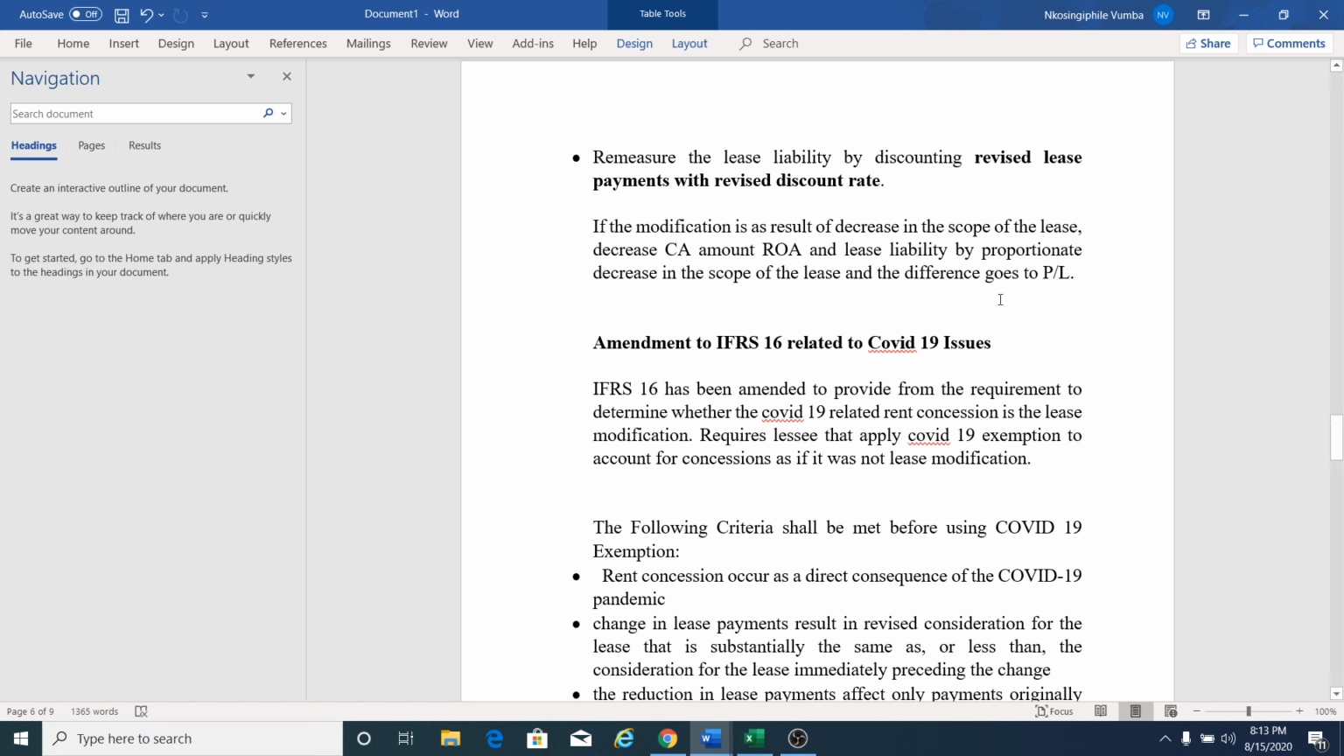Okay, now we'll take a break, and when we come back, we're going to talk about the amendments of IFRS 16 as a result of COVID-19. This is very important, and I promise you, CTA, ITC, whatever, this will come, because this was just amended around June this year. So you need to pay attention to it. Lovely. Let's take a break, and then we're going to come back to the amendments to IFRS 16 as a result of COVID-19.